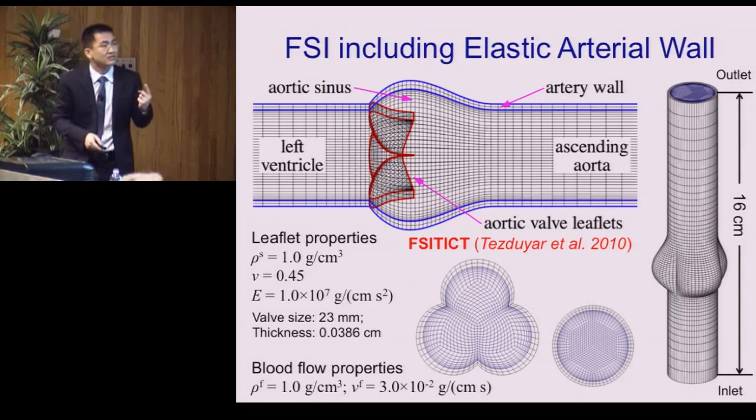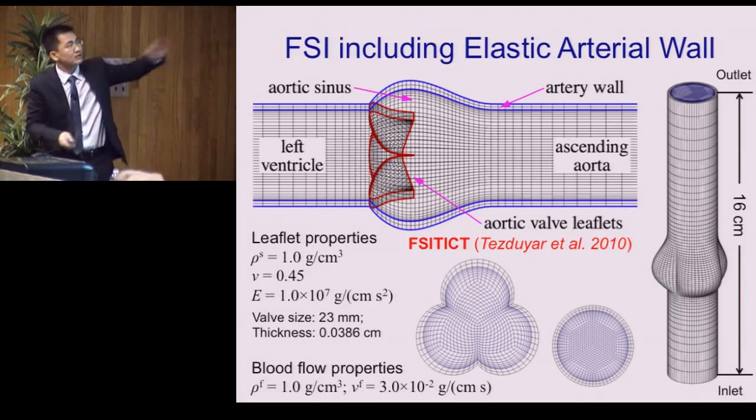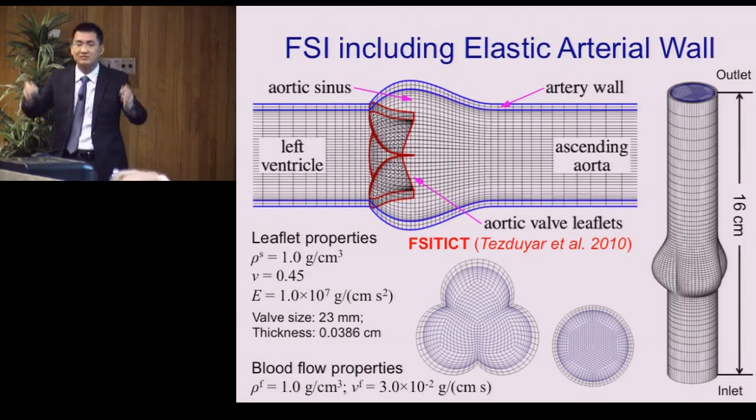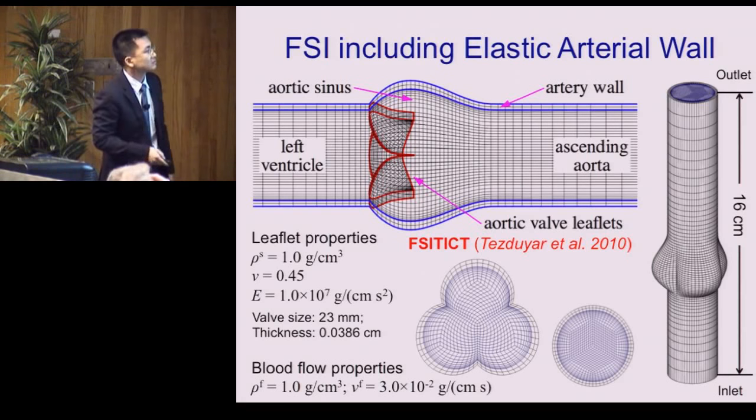So the first case is we have a fixed artery. Okay, so basically just like a fixed tube with the flow driving the motion of the leaflet. The other is we put elasticity on the wall and see what's the interaction between them.